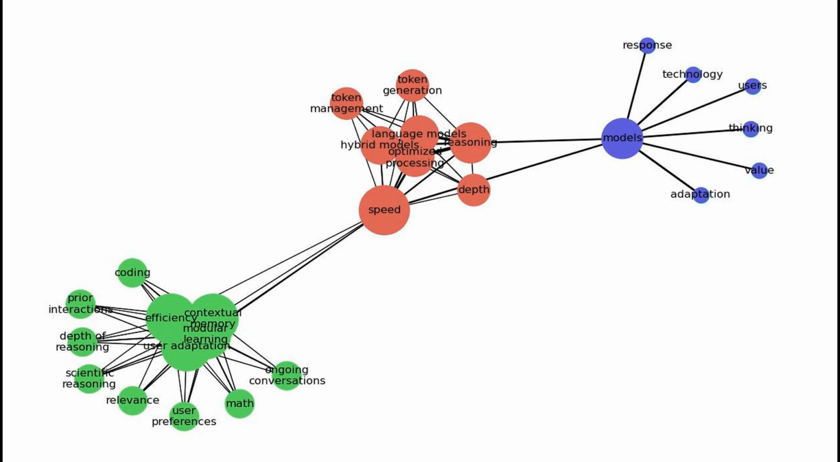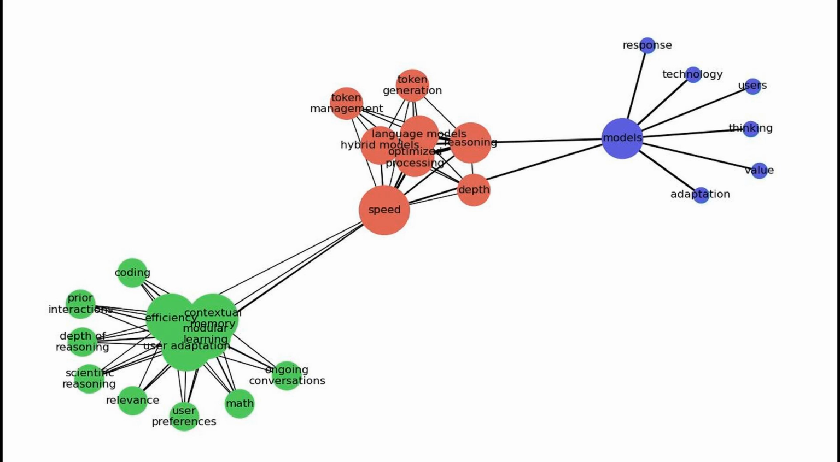4. Modular learning. Developing modular components that specialize in different types of tasks, like math, coding, or scientific reasoning, could allow the model to switch gears more rapidly based on the task at hand. Each module could be fine-tuned for speed in its specific area while maintaining the depth of reasoning.